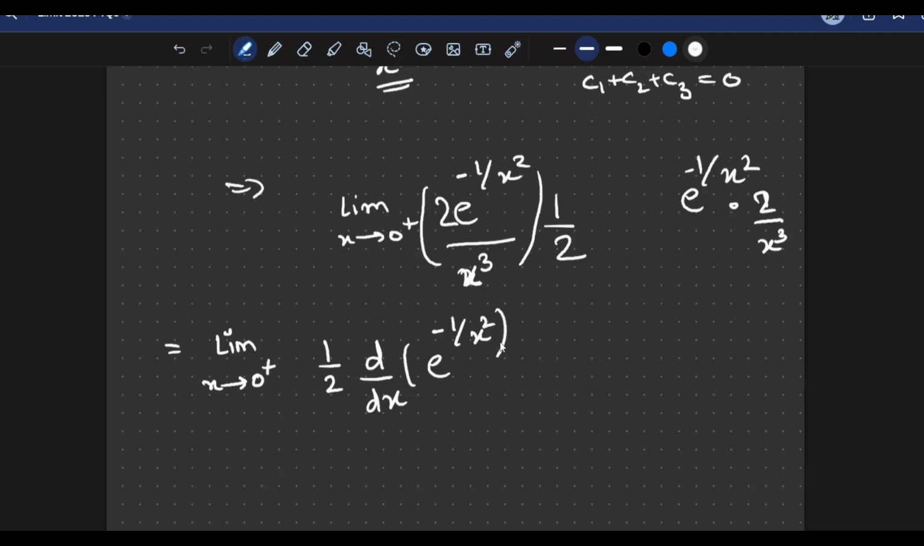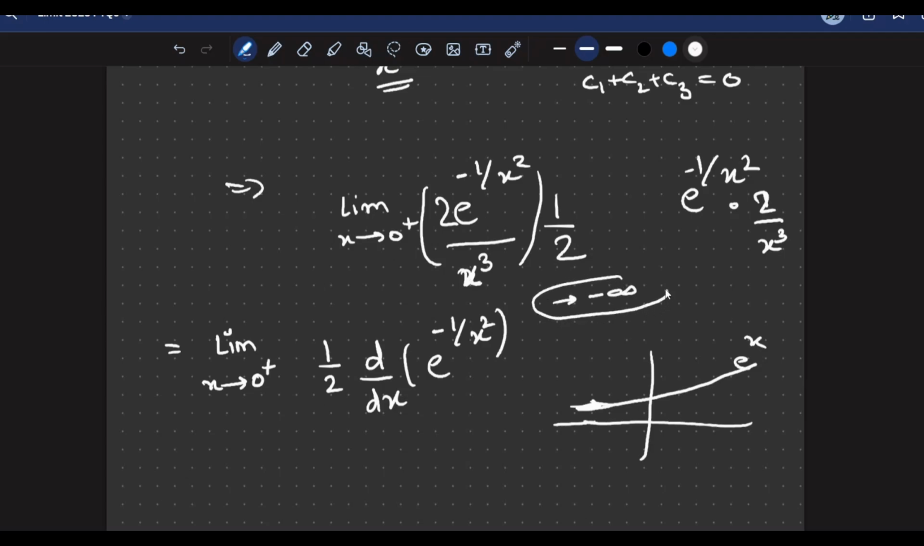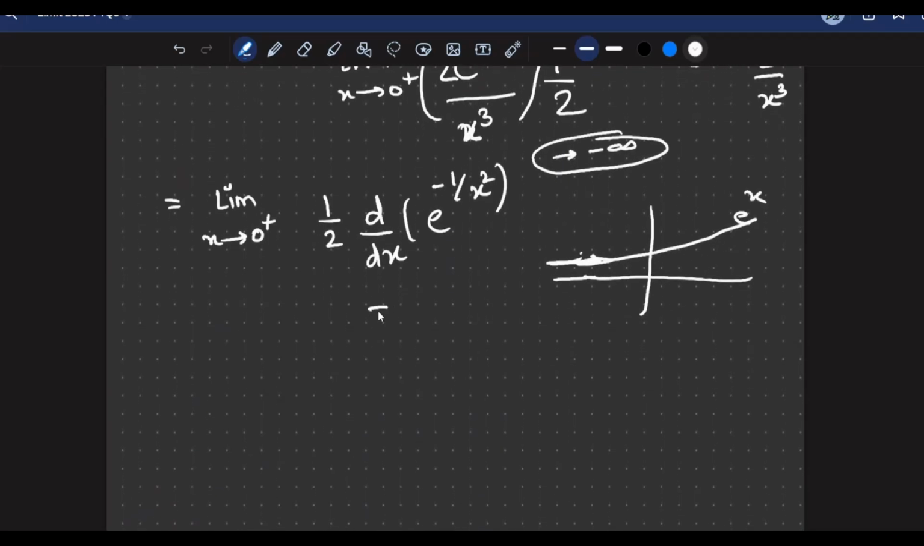Now think graphically. What is the graph of e power x? It is something like this, right? So what is the slope when, look at this value, minus 1 by x square tends to minus infinity, right? What is the value of slope when x tends to minus infinity? The slope tends to 0, right? So this term has to be equal to 0. Half into 0 is 0.